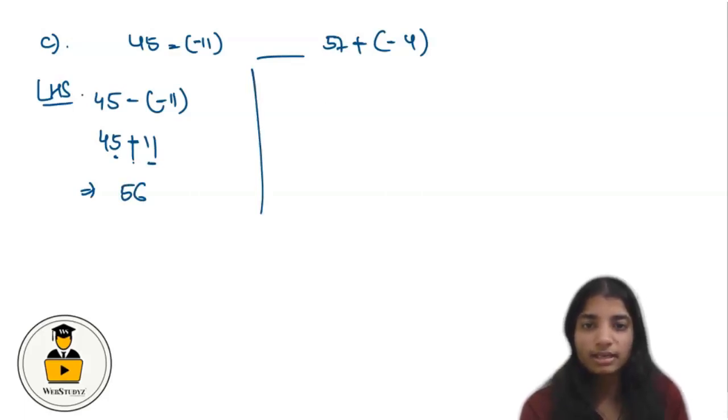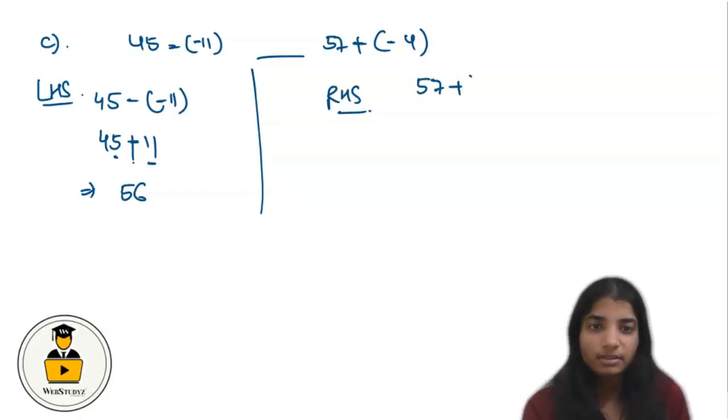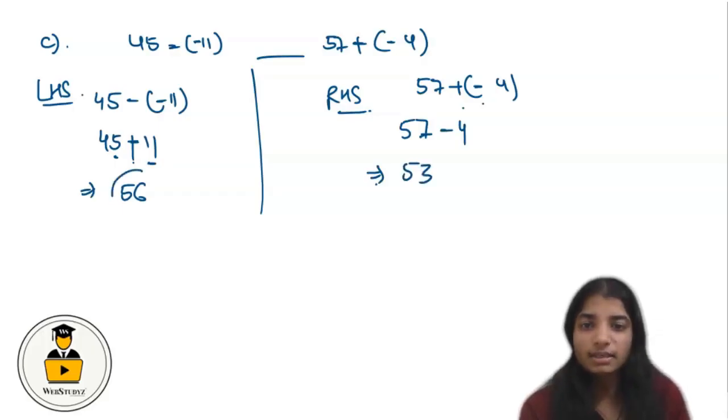Now solving the right hand side of this equation, this is 57 plus minus of 4. We know that plus and minus become minus. So this is equal to 57 minus 4. When we subtract 4 from 57, we get the value of 53. It is clearly visible that 56 is greater than 53. So from here we can say that 45 minus of minus 11 is greater than 57 plus minus of 4. So this is the answer to part C of this question.